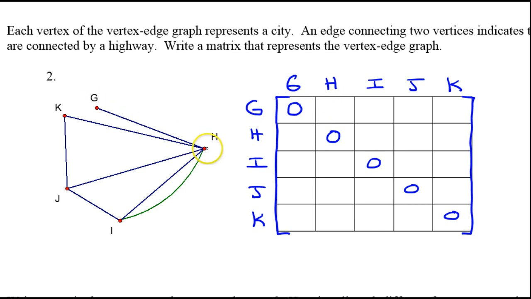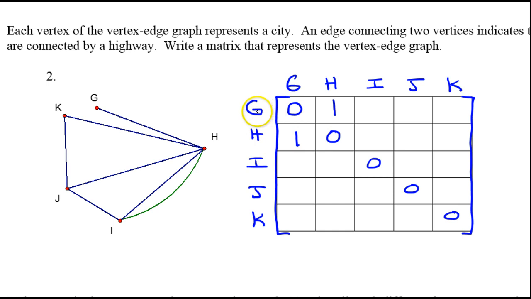Now, on the other hand, are there any highways connecting city G with city H? Yes, there's one highway. So I'm going to put a 1 there. Every number we put is going to be duplicated somewhere else, because the highway connecting G to H also connects H to G. It's a two-way street. It's literally a two-way street. So I'm going to put a 1 here as well. These will all be duplicated.